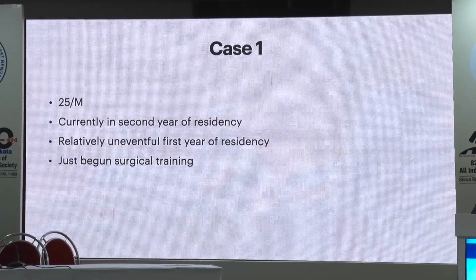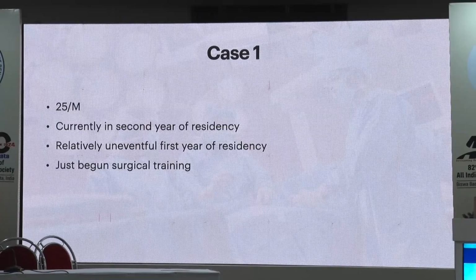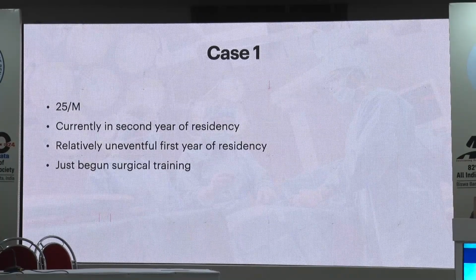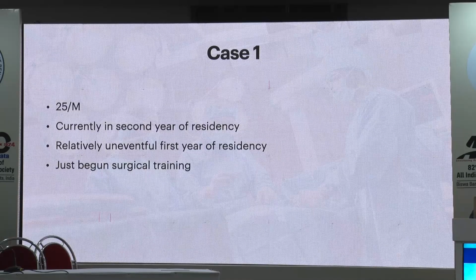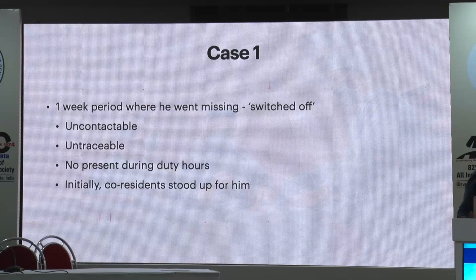A 25-year-old resident who at this time was in their second year of residency, a relatively obscure, uneventful first year of residency, and they've now just begun active surgical steps and complete surgeries. And in the middle of this training program, for a 1-week period, he goes missing, switched off, untraceable, uncontactable. He lives off campus, so there was no way we could have sent someone to his hostel or something. He's absent during duty hours in the wards or in the clinic.